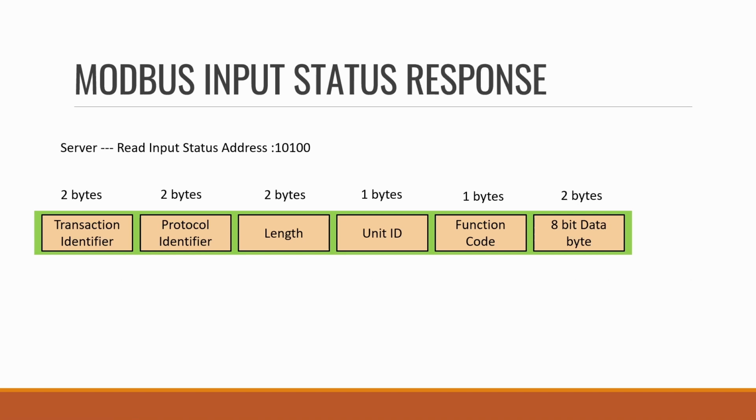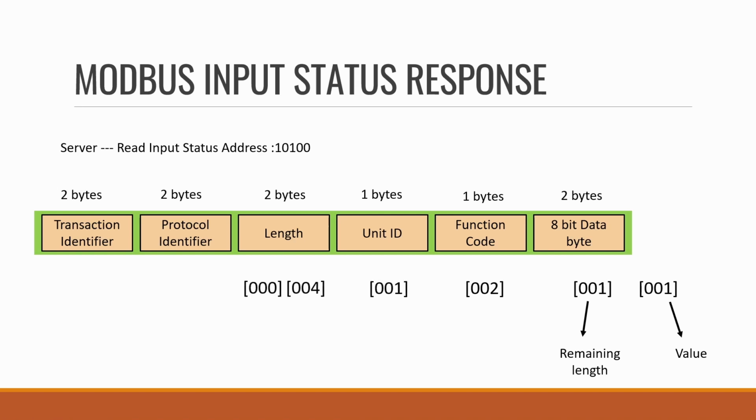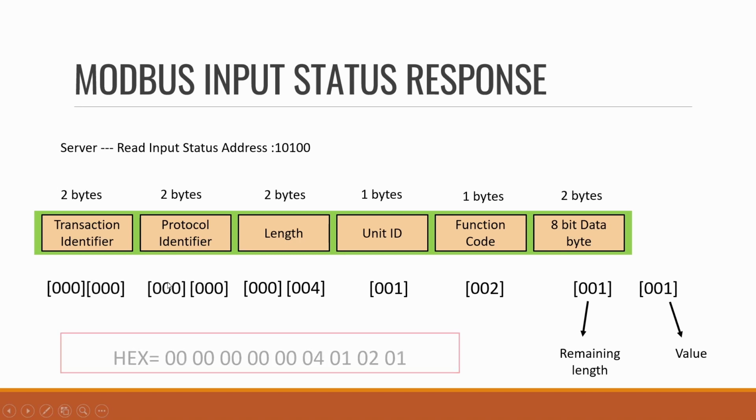So coming to the response, you have 2 bytes here. So this last byte represents the actual value. This value is the remaining length. So there is only 1 byte coming after this value. So here it becomes 1. The function code is 2 for the input status. Unit ID is 1. Length is 4. 2 plus 1 plus 1 is 4. And this is the protocol identifier, again 0, transaction identifier. So the hexadecimal equivalent is here.